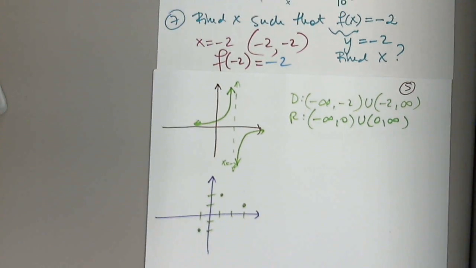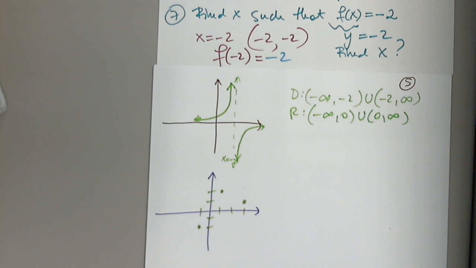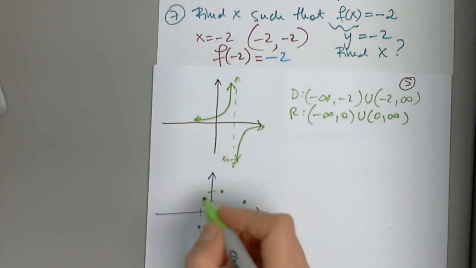Perfect. Last one. Is this a function? It only has 3 points. 1, 2, 3. Yes, by the vertical line test through the domain, this is a function. Perfect. Now let's identify the domain and range.